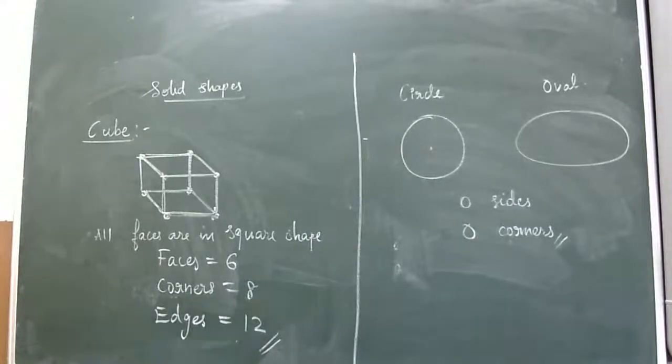So after cube, what was your next shape? Cuboid. Can you give some examples for cuboid from your day-to-day life? Which object in day-to-day life is in the shape of a cuboid? Which things? Can you give some examples for cuboid?